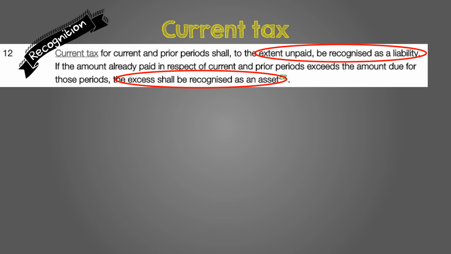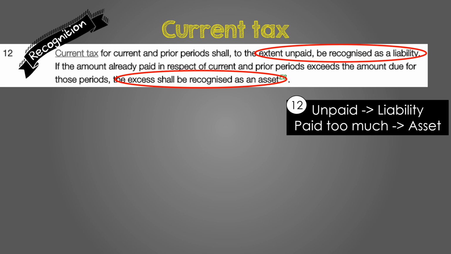And if the amount already paid for these taxes exceeds the amount due for those periods, then the excess shall be recognized as an asset. So if we have an amount that is unpaid, it will be a liability, and if we have paid too much, it will be recognized as an asset.